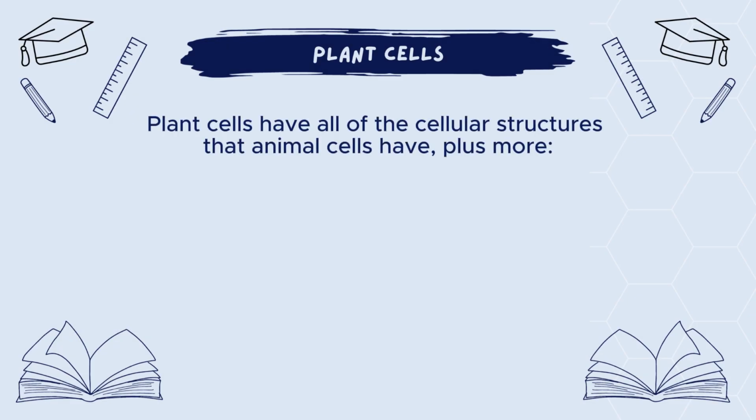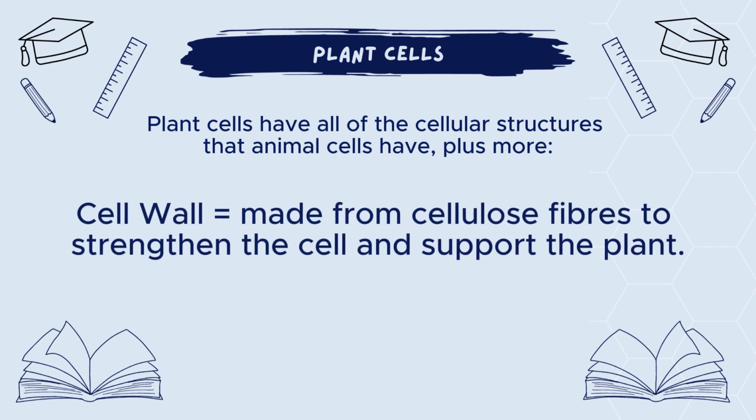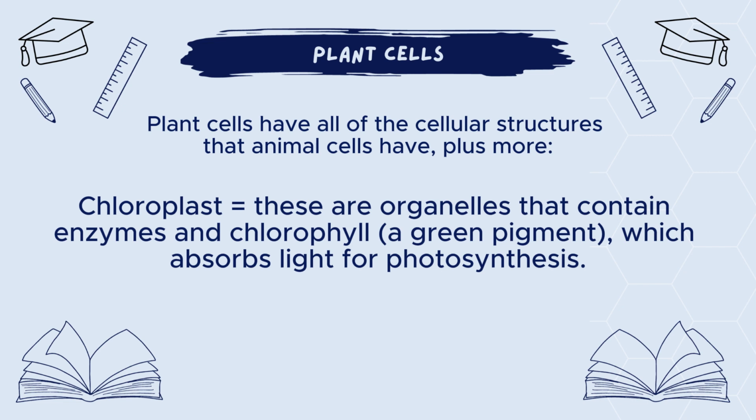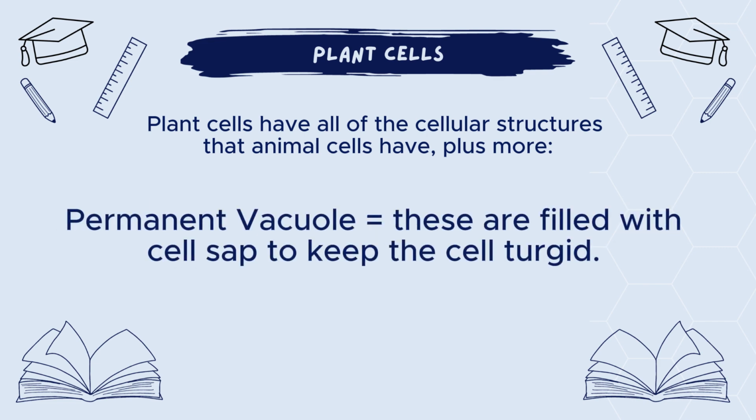Now onto plant cells. These have all of the same cellular structures that we discussed before for animal cells, plus a few more. First of all, plant cells have a cell wall. This is there to strengthen the cell and support the plant. Next are the chloroplasts. These are organelles that contain enzymes and chlorophyll. This absorbs light, ready for photosynthesis. And finally, a plant cell has a permanent vacuole. This contains cell sap, which keeps the cell turgid. This essentially just means it keeps the cell swollen.